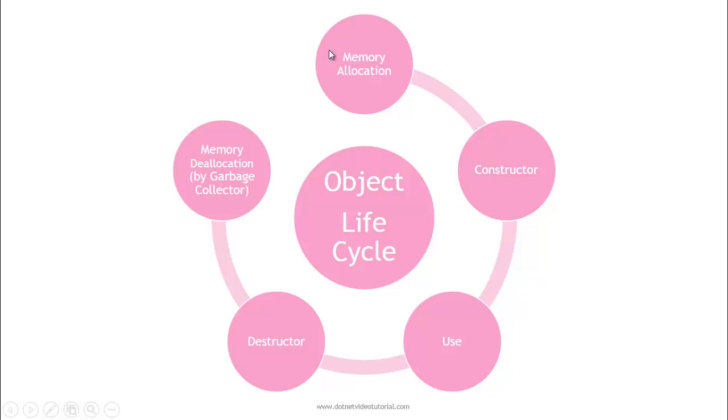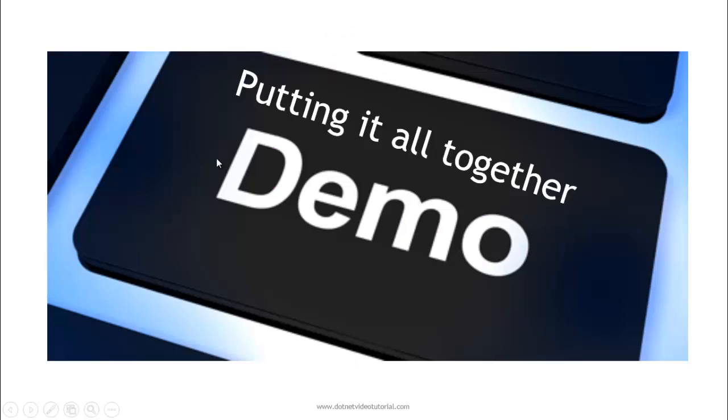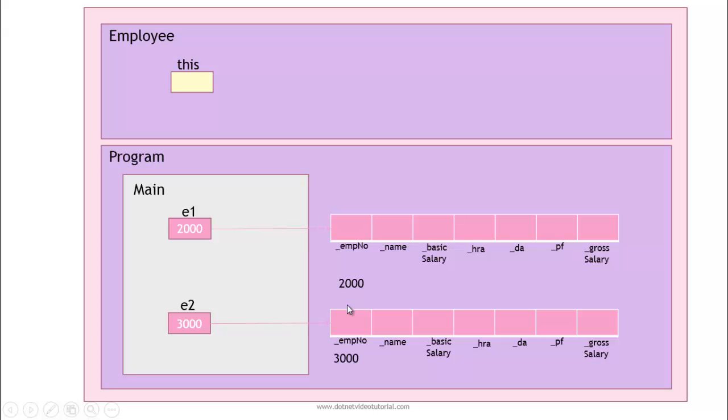So this slide shows you the basic object lifecycle. When you first create your object, memory will get allocated, then the constructor will get called, then you will use that object in your program, then the garbage collector will call the destructor, and then it will destroy that object. So now with all these concepts in mind, let us see one demo example where we have put all this together.